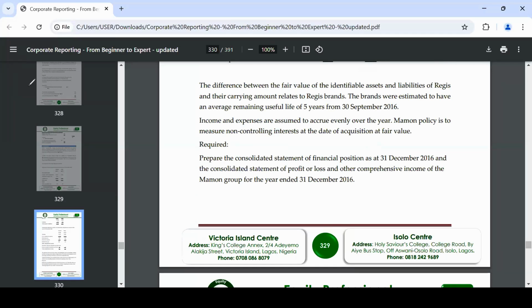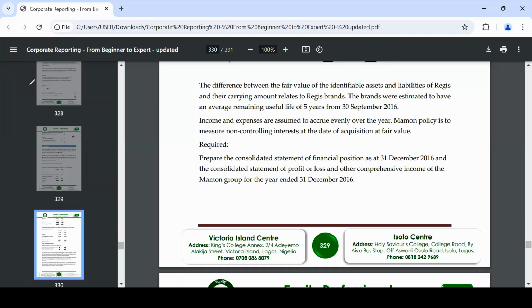The difference between the fair value, please pay attention here. The difference between the fair value of the identifiable assets and liabilities of Regis and their carrying amount relates to Regis brand.